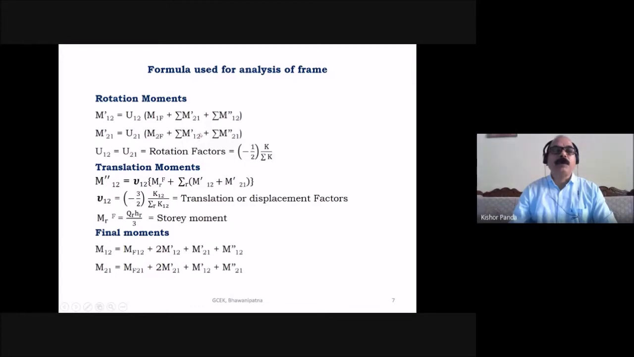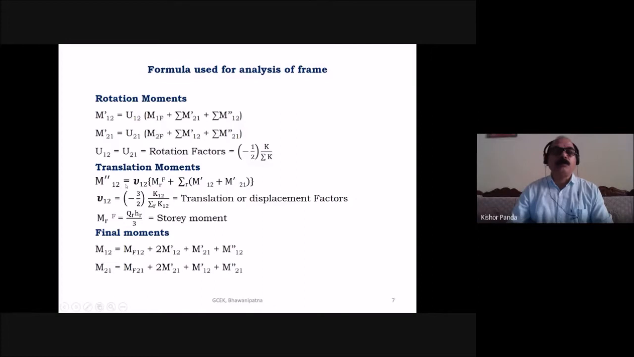This is your far end rotation moment, and this is the near end rotation moment. You have to find out the near end rotation moment. So you have to take the sum of the far end rotation moment and the sum of the translation moment of the vertical members which meet at that joint. Then the rotation factor is your μ12 is equal to μ21 is equal to minus of k by summation of k. This is the formula you know already. So translation moment also you can find out.